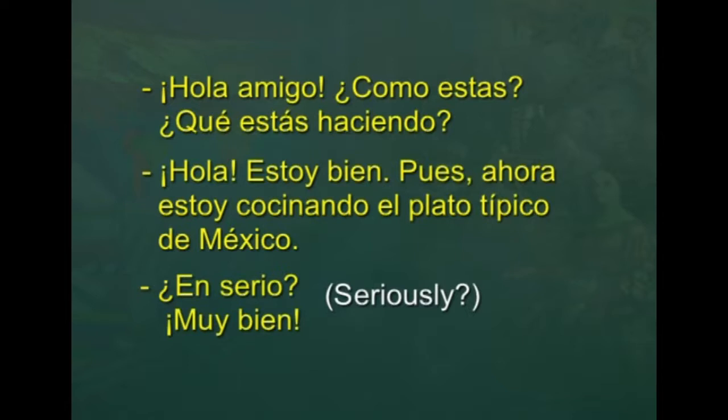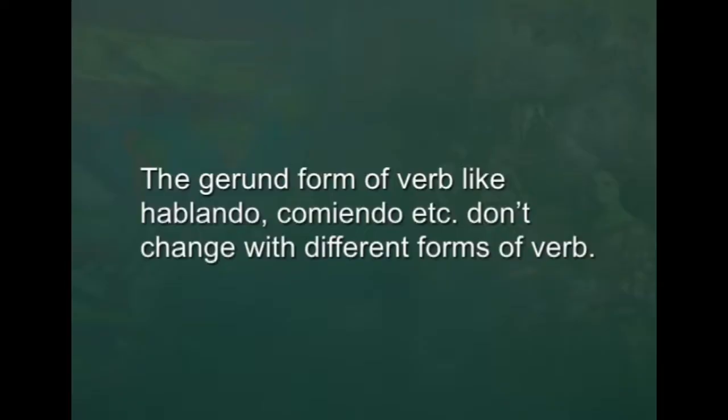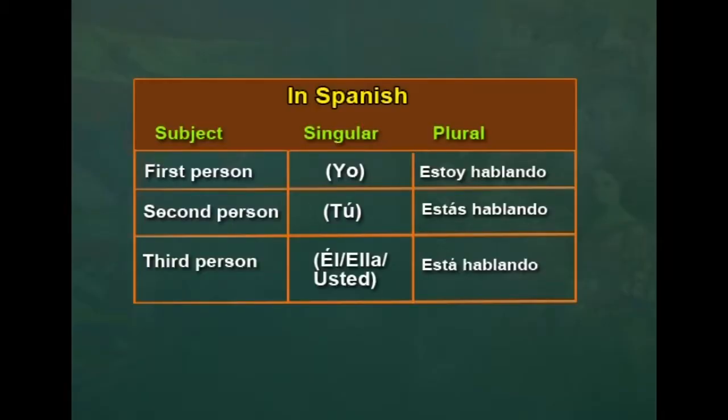Seriously? Muy bien. You may be thinking whether these gerund forms of verb, that is ando and iendo, change with different forms of conjugated verb or not. The gerund form of verb like hablando, comiendo, etc. do not change with different forms of verb. It remains hablando, comiendo, and only the conjugation of estar verb changes. Por ejemplo, yo estoy hablando, tú estás hablando. Él, ella, usted está hablando. Here you can see that only the conjugation of estar verb is changing and not the gerund form hablando.